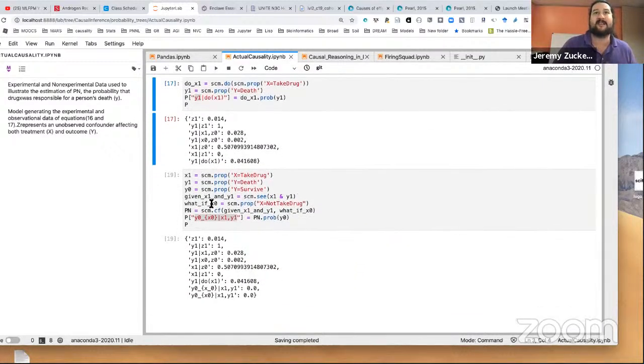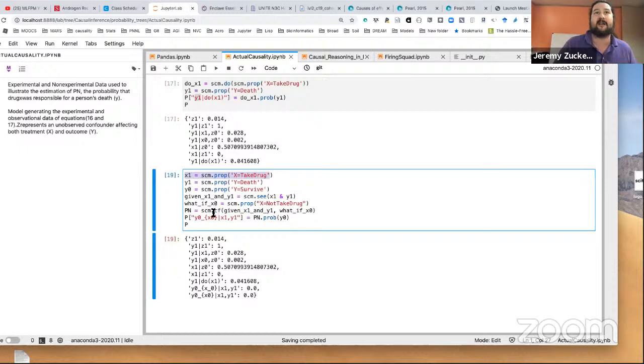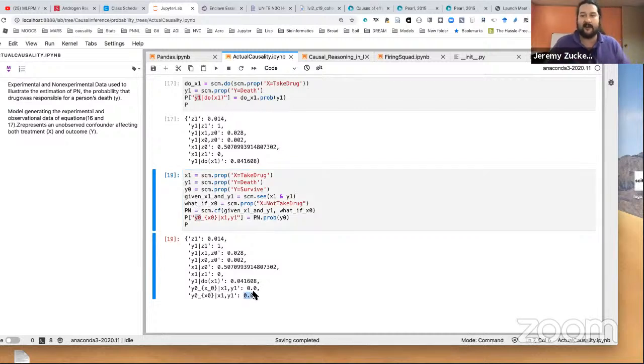And then I try to get the counterfactual working, but this doesn't look right. So I say, all right, what I'm trying to calculate is, given X1 and Y1, what if X0? And then what's the probability of Y in a world where I did not take the drug? What's the probability of survival? And that should be 1, but for some reason I'm getting 0. So that's why I'm not quite ready to play with this yet.